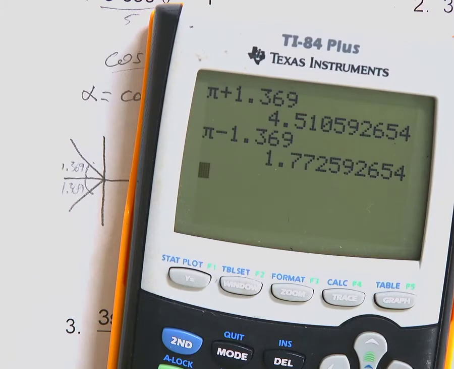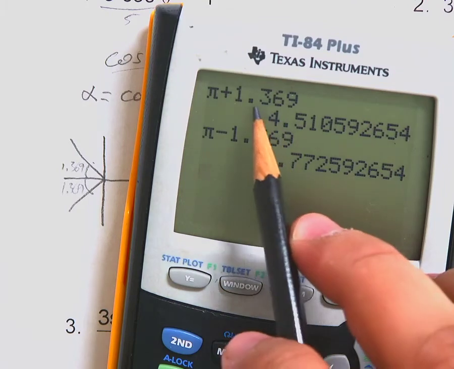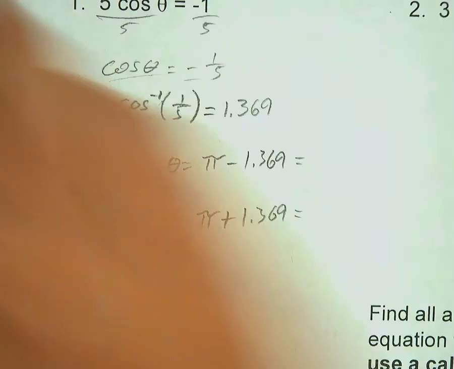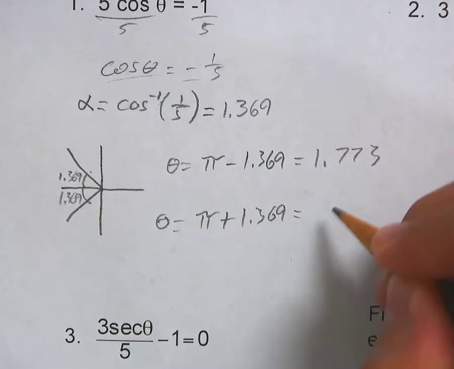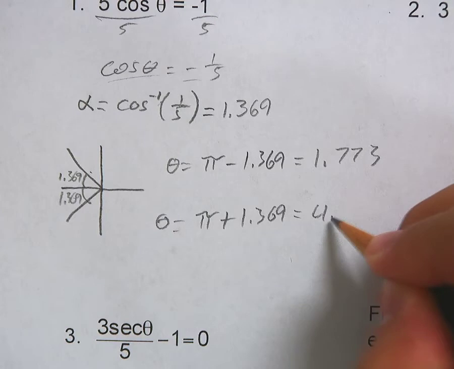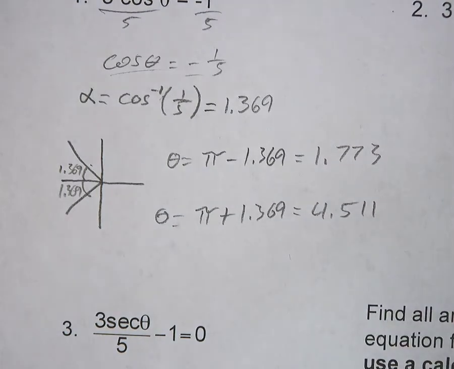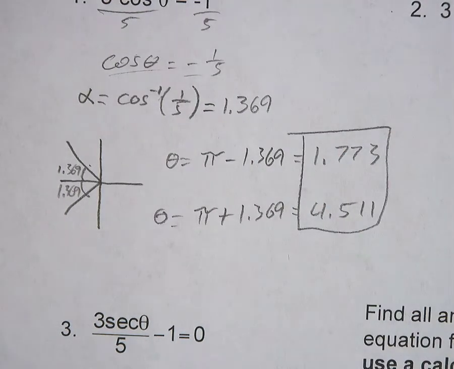So my first answer is 1.773 if I round up. My second is 4.511. So 1.773 and 4.511. Not too shabby, eh? None too shabby at all. Okay, let's do another one.